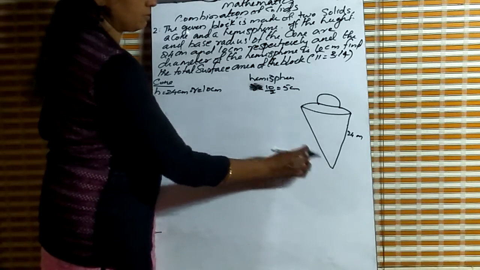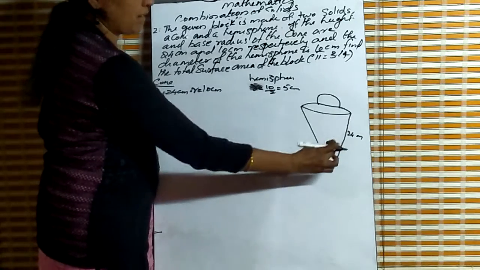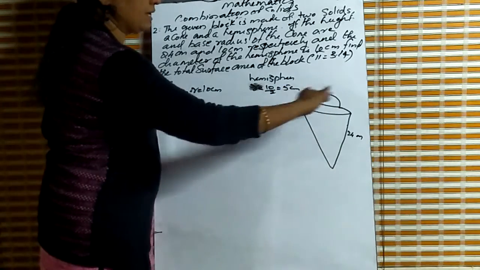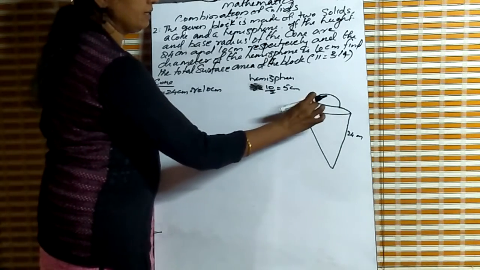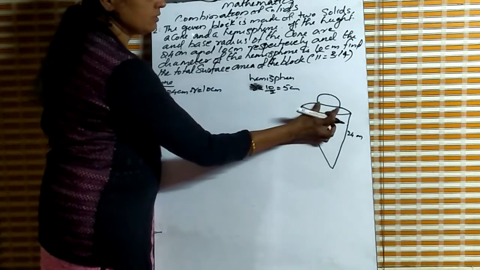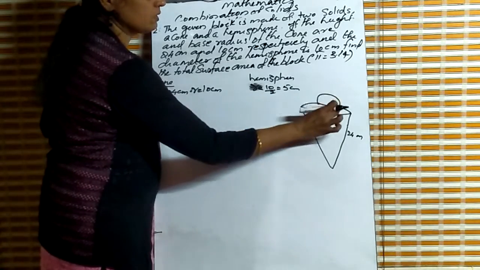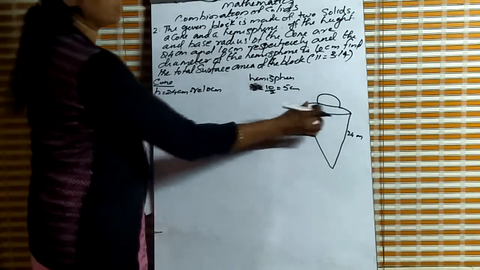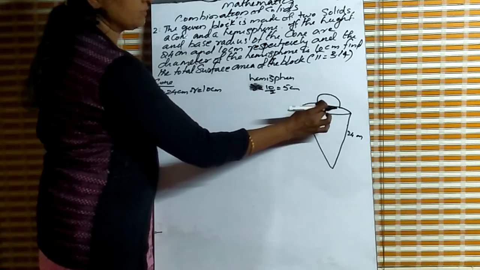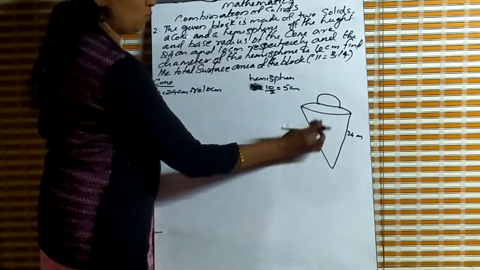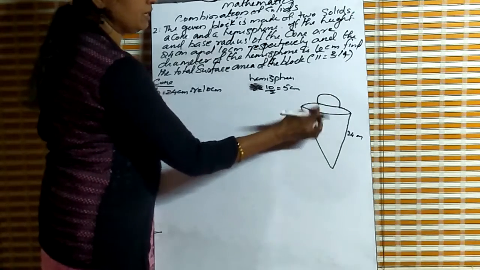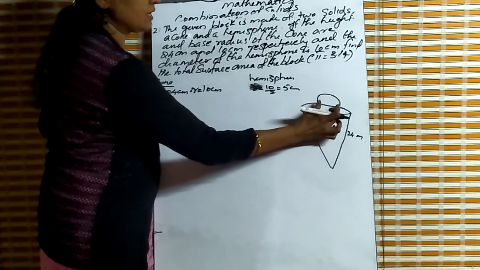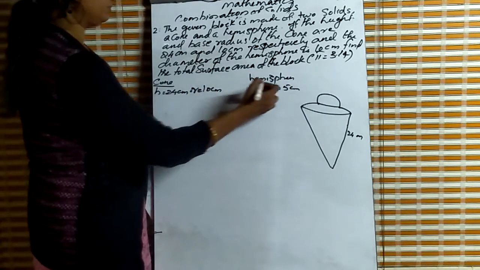To find the total surface area, we have to find the CSA of cone, then base area of cone, then minus the base area of this hemisphere, plus CSA of hemisphere. Here these points are common for cone and hemisphere. So we take the base area of cone and subtract the base area of this hemisphere.